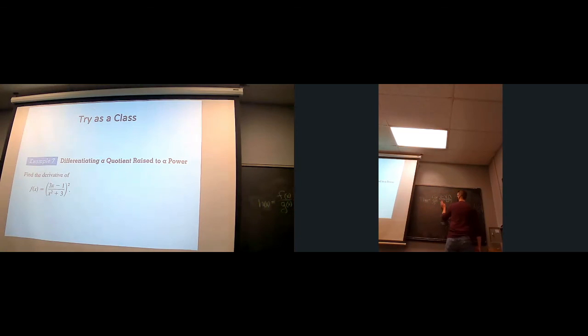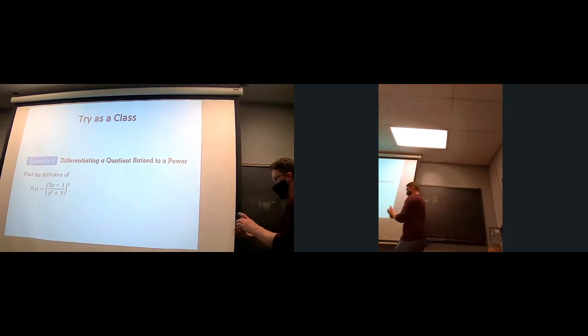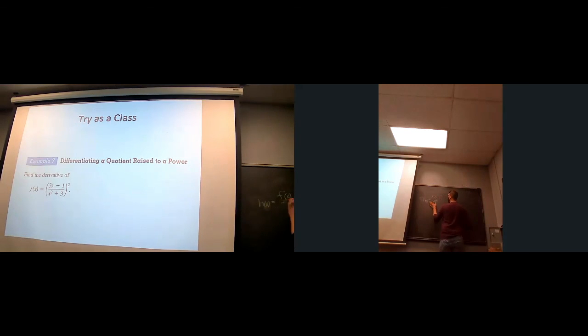All right. We're given that f of x, which we're going to represent as h of x in this case, given that this thing is our f of x. So that's going to be 3x minus 1 over x squared plus 3, that quantity squared.